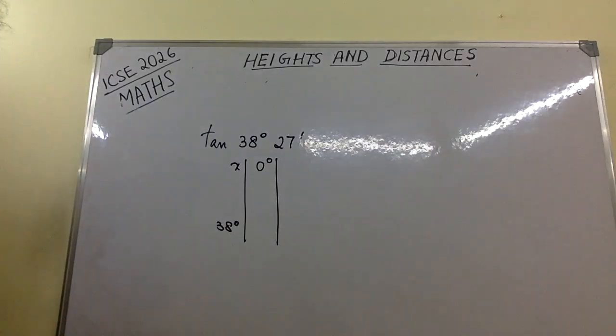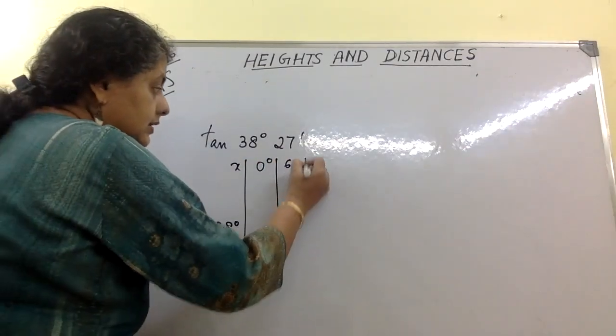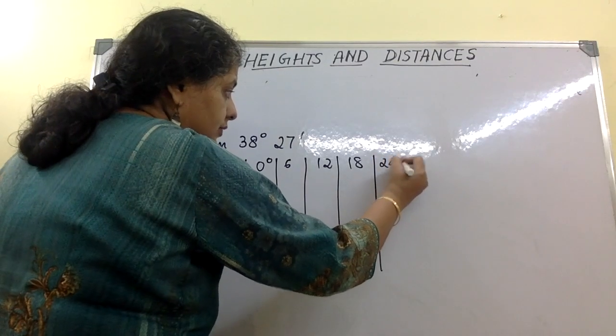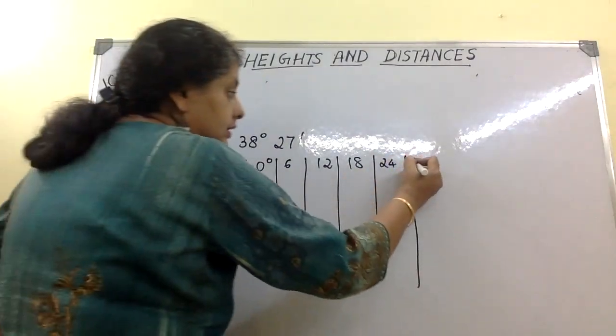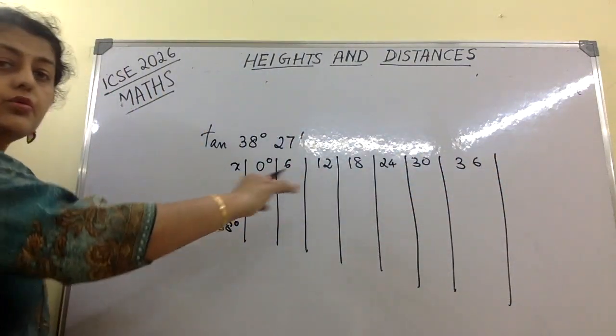What do you have after that? You have 6 degrees, 12 degrees, 18, 24, 30, 36, like that. 6, 12, 18, 24, 30, 36. Like this the columns go.